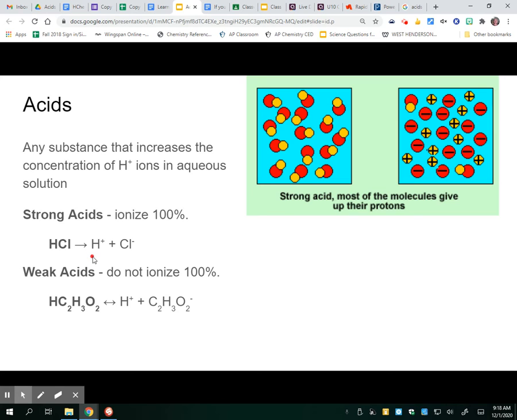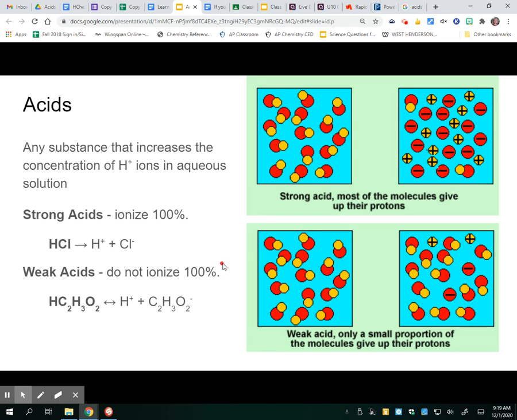So the rest of the acids are weak. And what that means is they do not ionize 100%. So what we have here is acetic acid. This is a major component of vinegar. That vinegar smell is the smell of acetic acid. And you'll notice the difference here in the equation. I have a double-headed arrow. That's because this hydrogen does separate from the acetate ion, but then it goes the other direction and they bond back together. So it's kind of a back and forth.